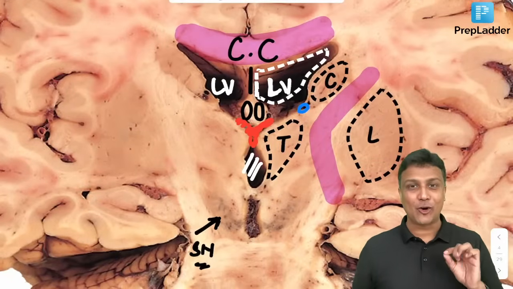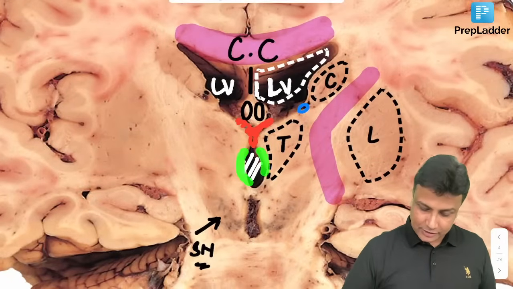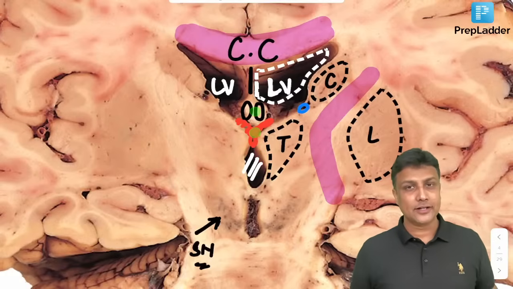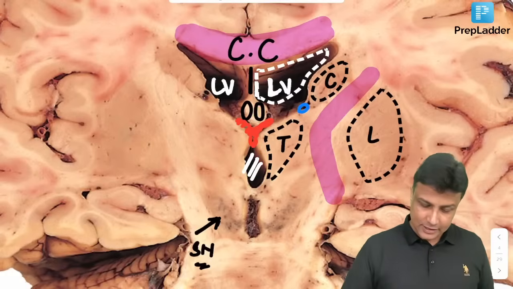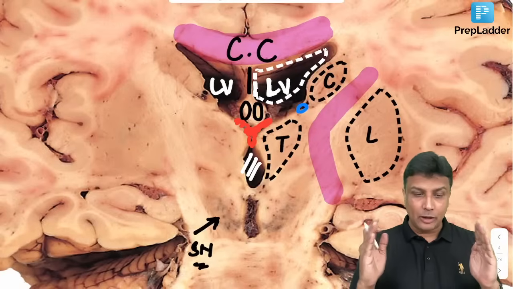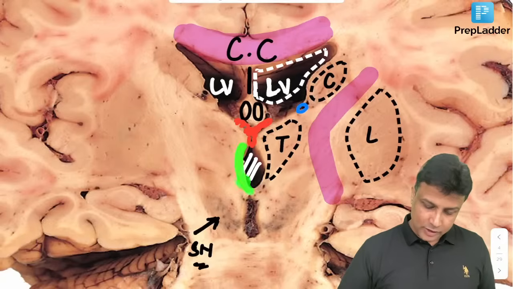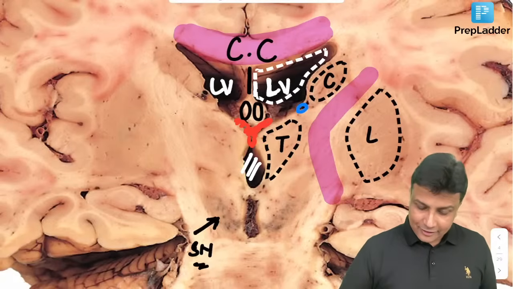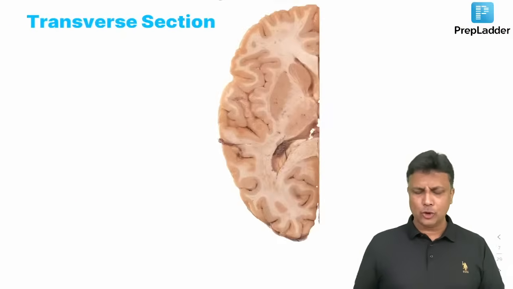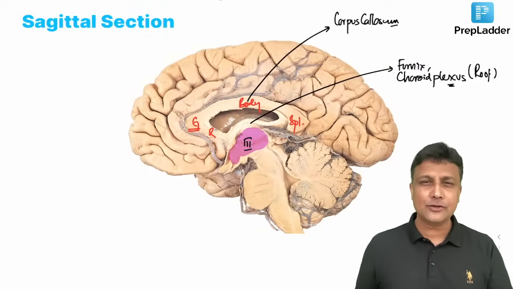Concentrate a little bit here. If this is the third ventricle, just above it you'll have the choroid plexus along with the fornix. Now, what is going to form the lateral boundary here? Laterally you'll have the thalamus, and below the thalamus you'll have the hypothalamus. These two boundaries we already know very well.